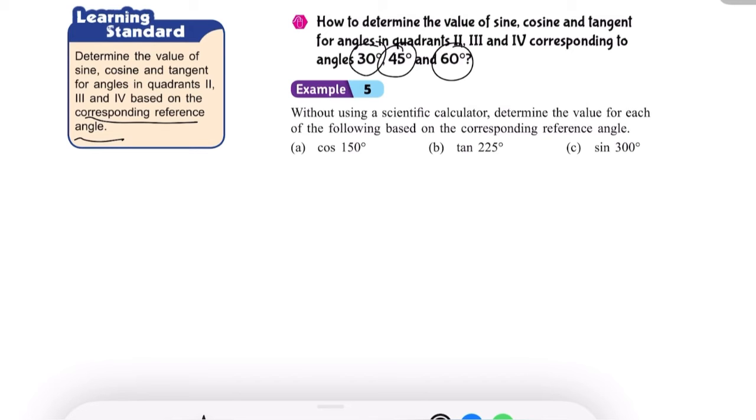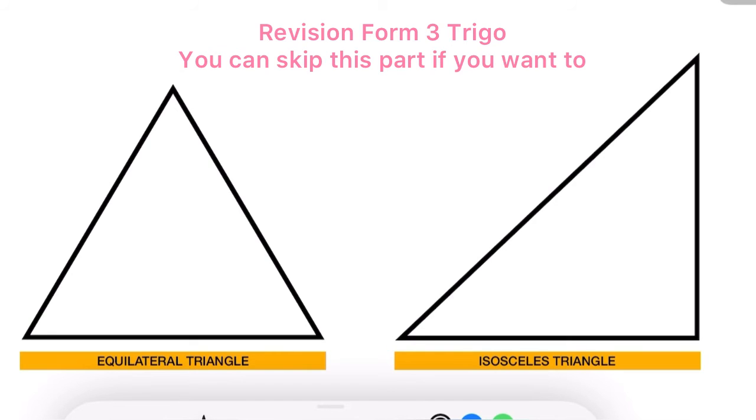Where do 30, 45 and 60 degree belong to? Okay, they belong to the equilateral triangle and also the isosceles triangle. Let's have a look at the equilateral triangle.